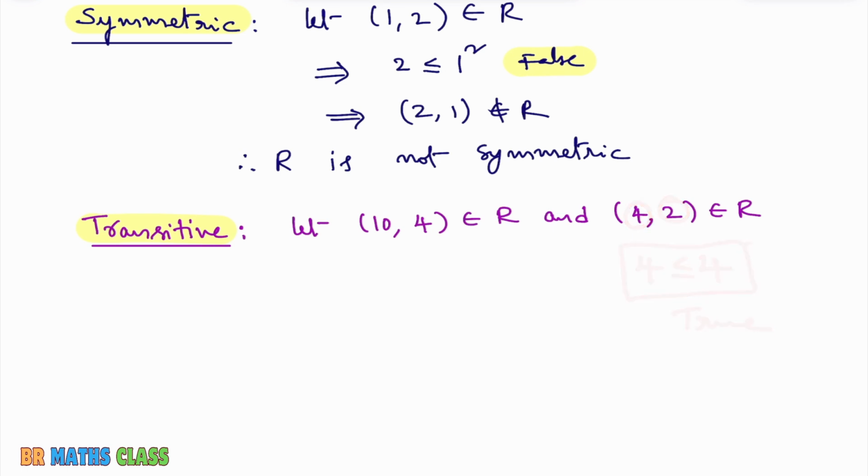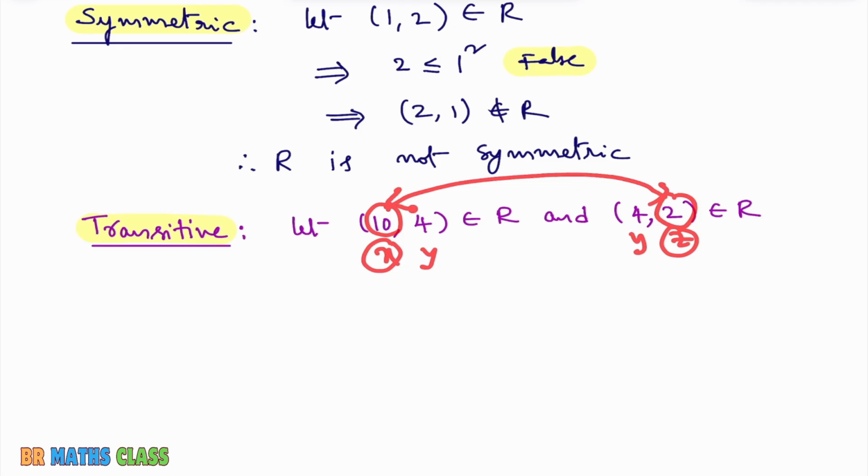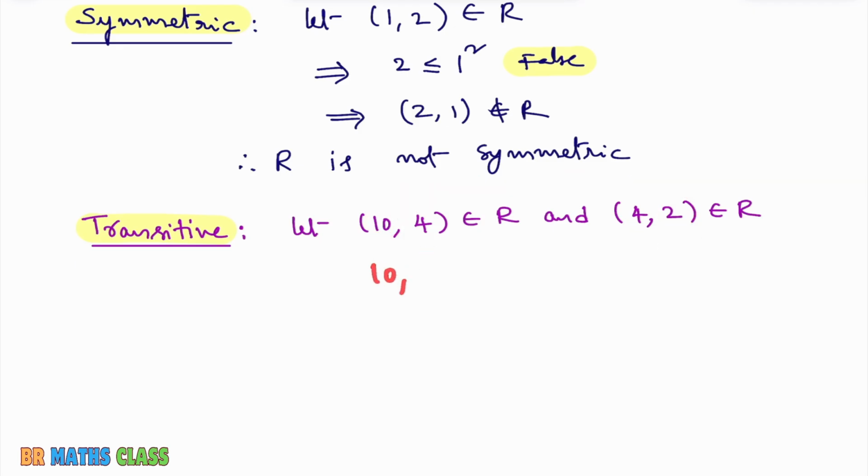Okay, so what happened? I am able to find (x, y) and (y, z) in the relation. Now I need to check whether (x, z) is in the relation or not. What is (x, z)? It is (10, 2). The ordered pair (10, 2) is there in the relation or not, that I need to check.